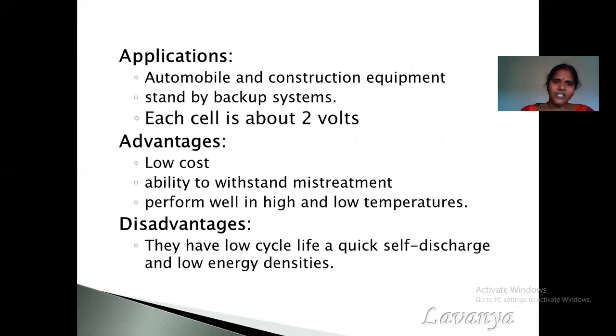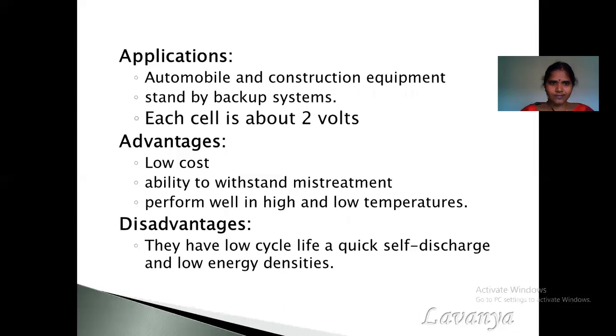And the application is, it is used in automobiles and construction equipment, and we have it as backup for systems, and each single cell is 2 volts. So depending on our capacity, generally in automobiles we use a 12 volt battery, which consists of 6 such cells.